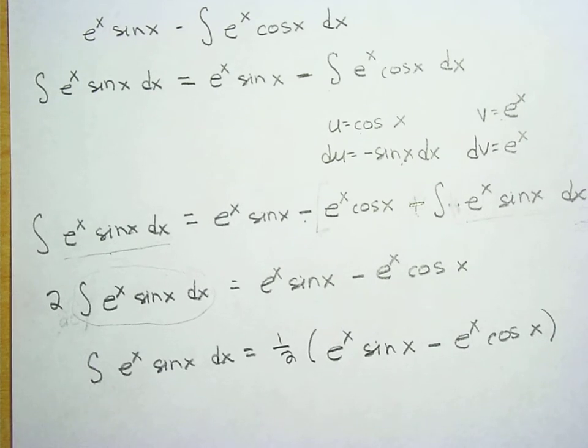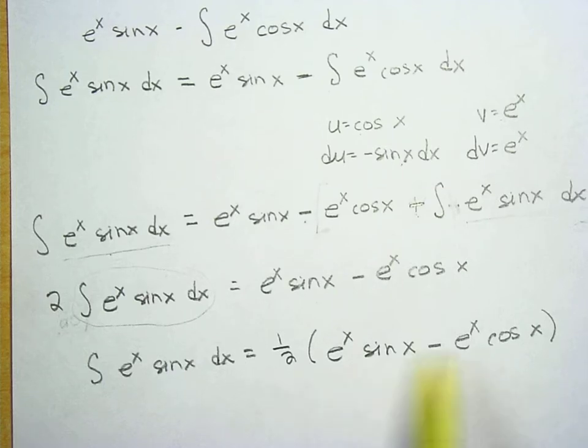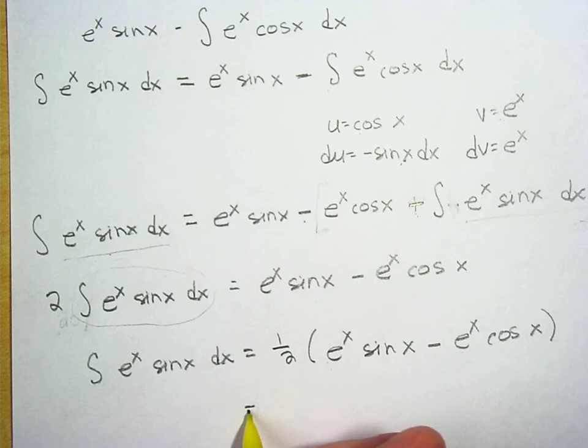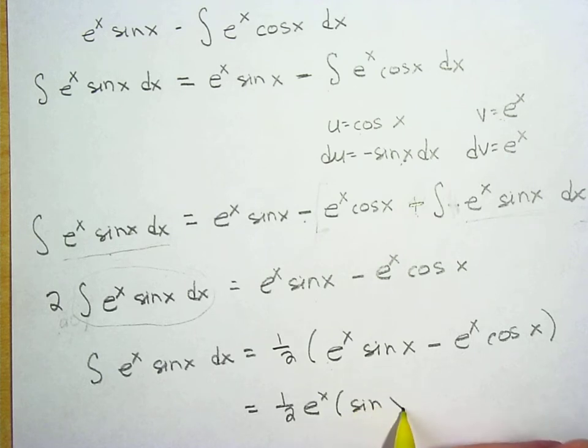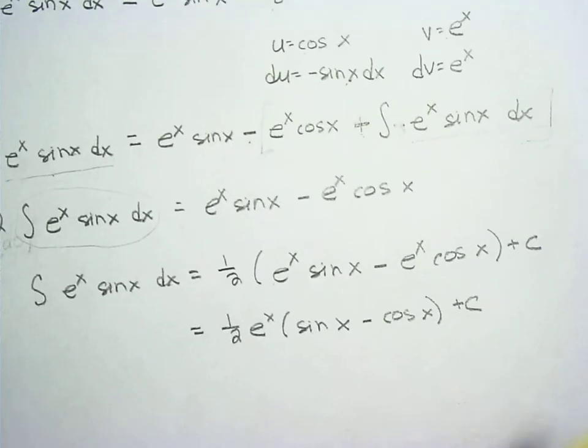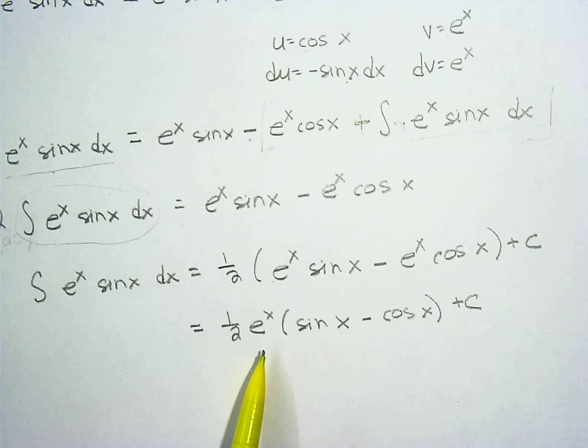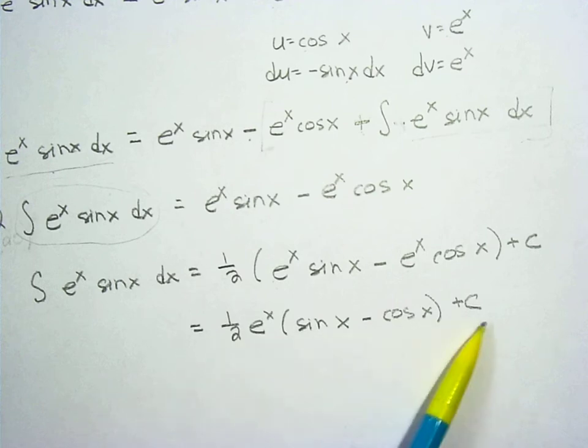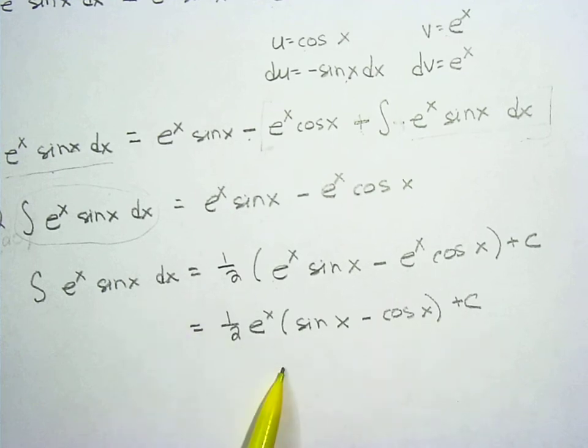Probably on a multiple choice, I think they would likely factor out this common e to the x. So your answer would probably look like this. The 1/2 would be on the outside. Factor out an e to the x, and I would have sine of x minus cosine of x. Ooh, and don't forget your plus c. So they do factor out common terms a lot, so I think this is what my final answer would be.